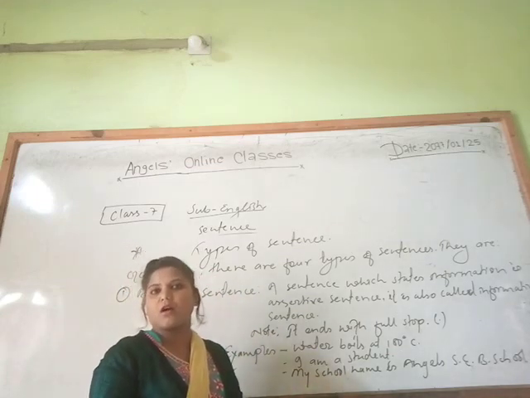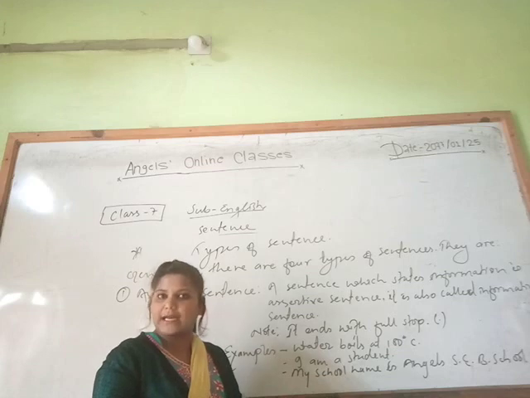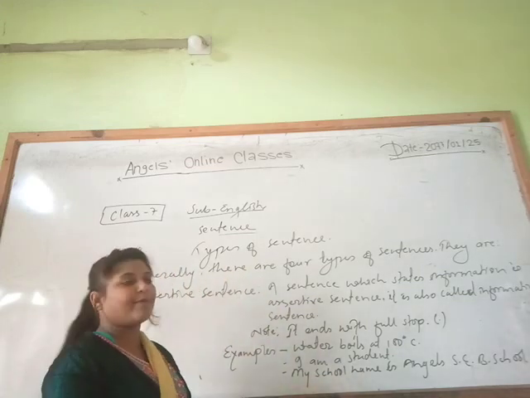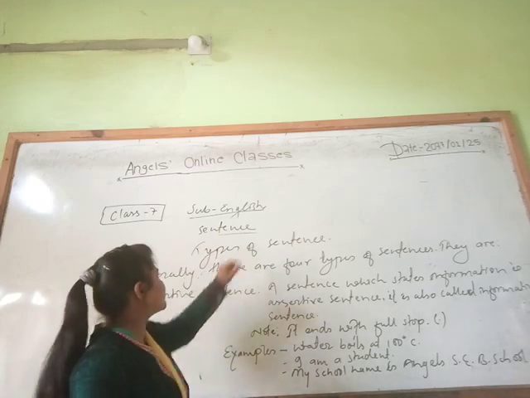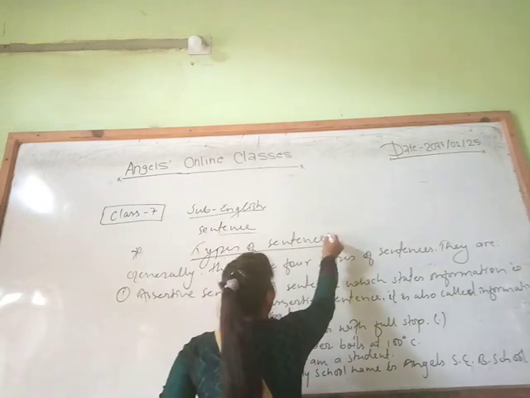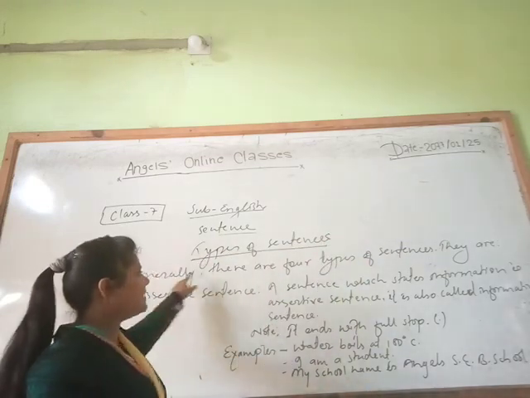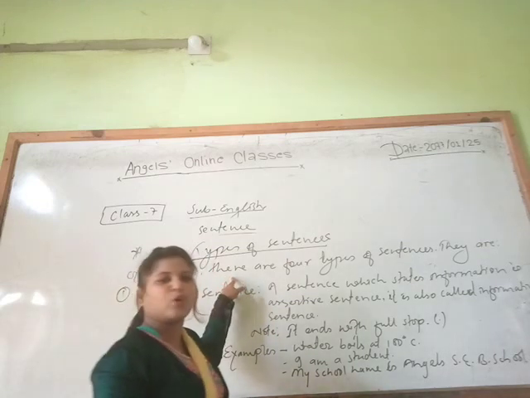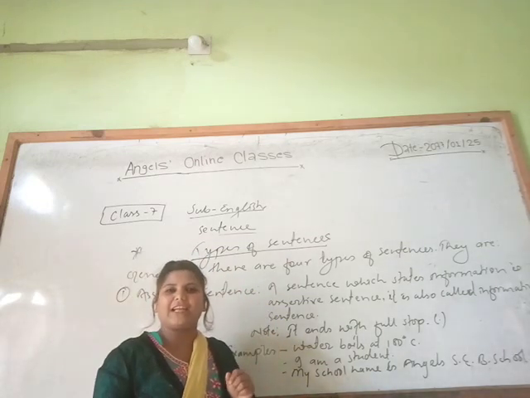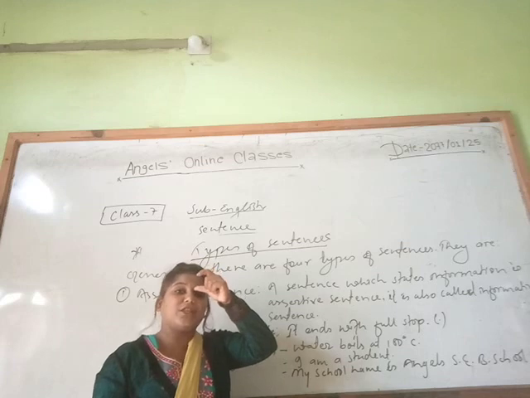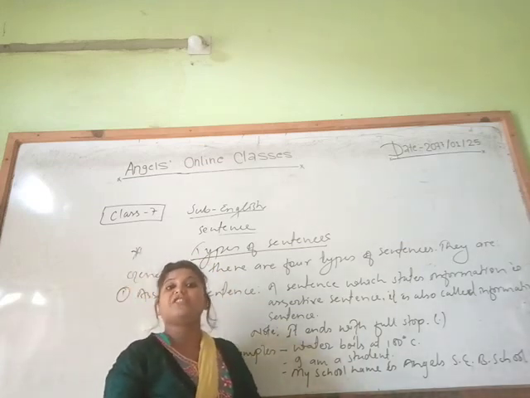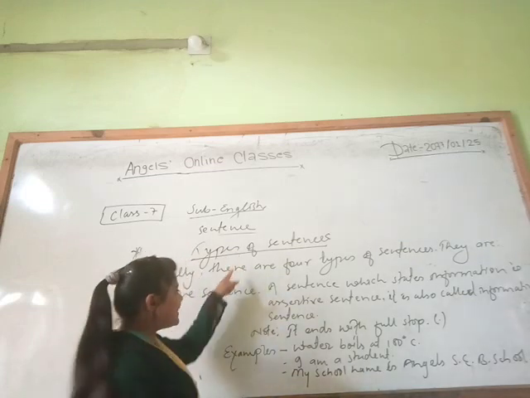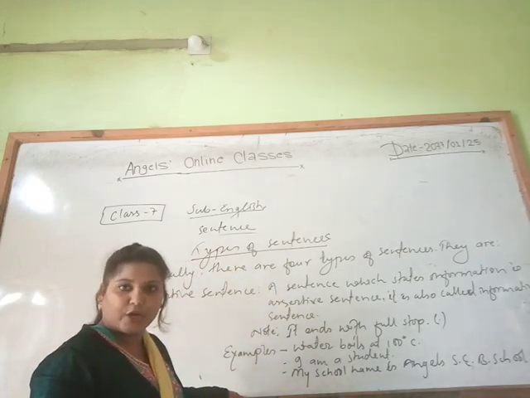Secondly, I discussed the rules of writing a correct sentence, and thirdly, I am going to teach here the types of sentences. Number one, generally there are four types of sentences. There can be different kinds of sentences according to negation also, but generally, from the information point of view, sentences are divided into four categories.